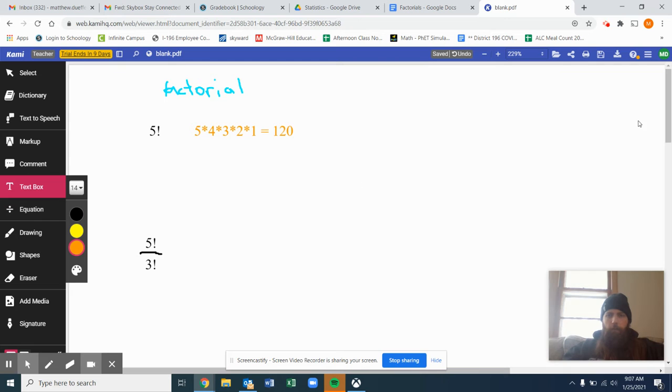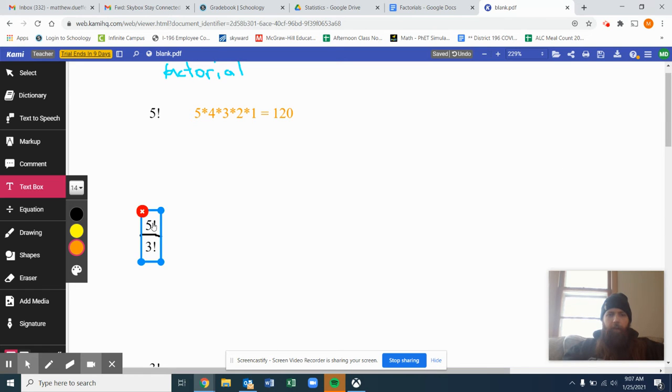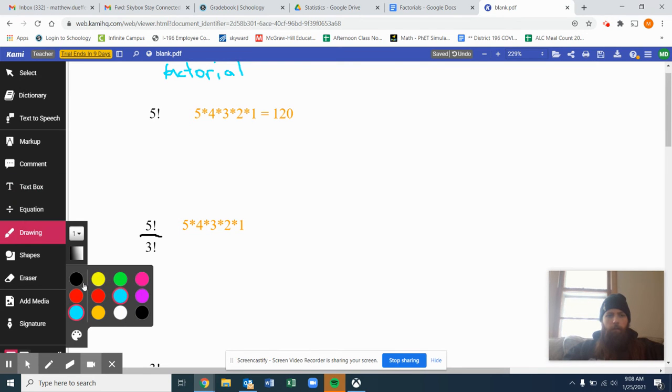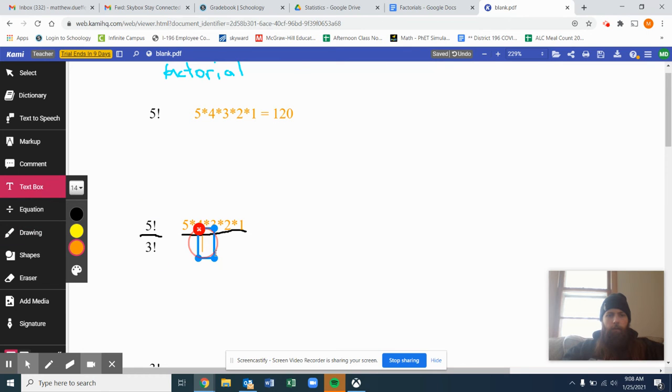So where this gets tricky is when you start to do fractions with factorials. So 5 factorial, we know on top means that we're going to do 5 times 4 times 3 times 2 times 1. And then we've got this fraction symbol. And then on the bottom, 3 factorial means 3 times 2 times 1.